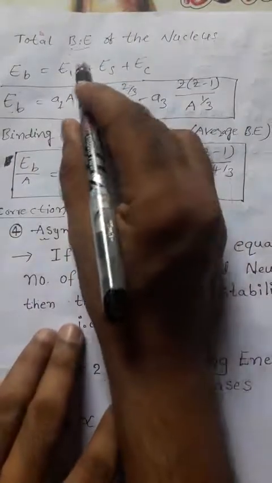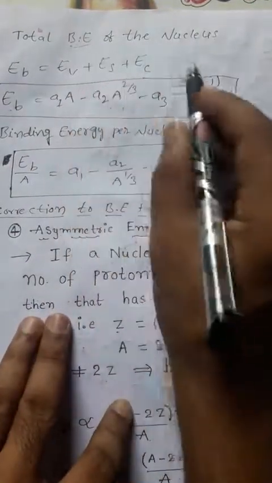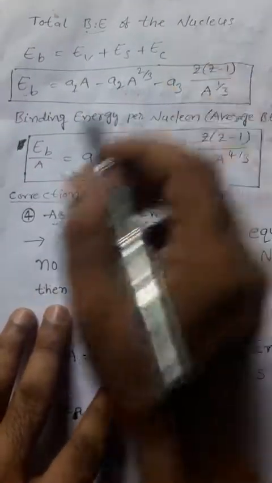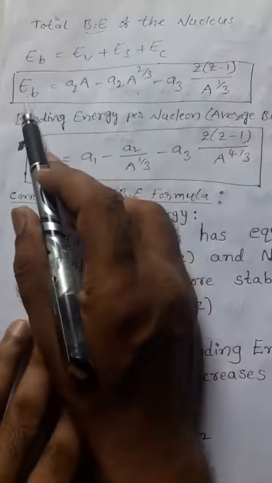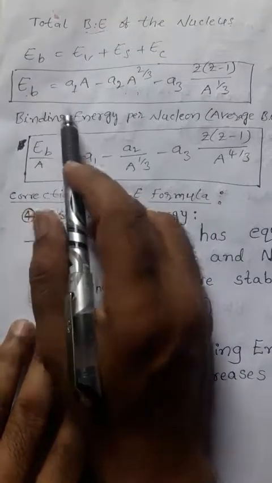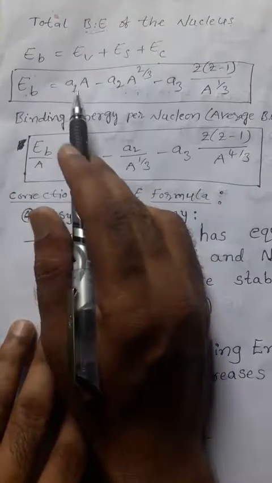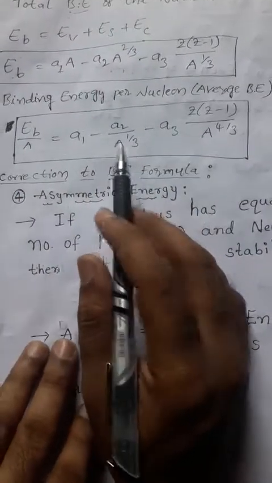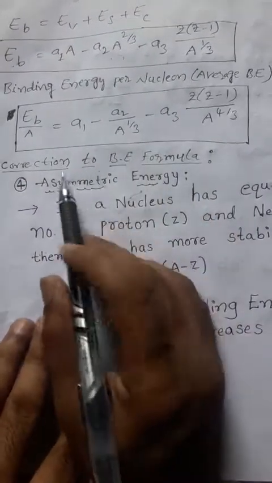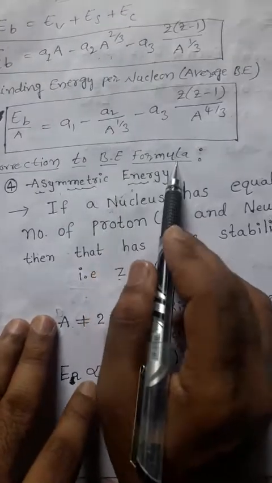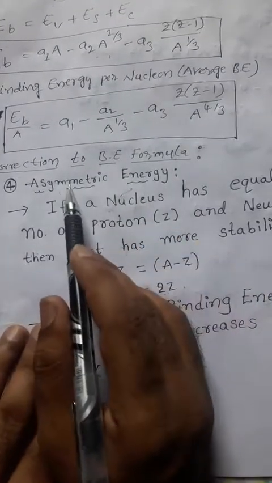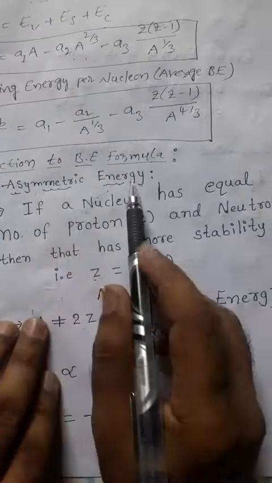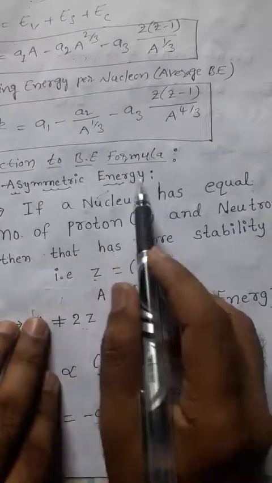In a previous class, we derived the binding energy of the nucleus by using the liquid drop model. If you apply some corrections to this binding energy, we get a very accurate value as compared to the experimental value. So, correction to the binding energy formula. In this correction, we have two energy terms. The first term is the asymmetric energy.